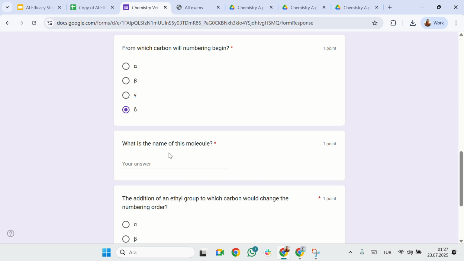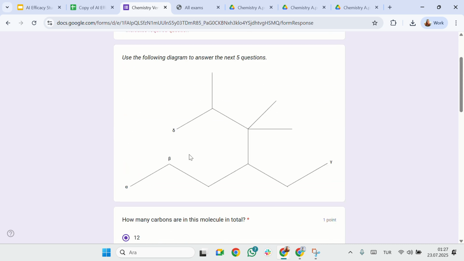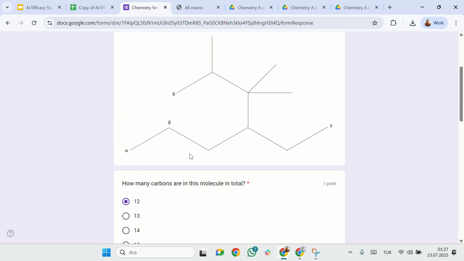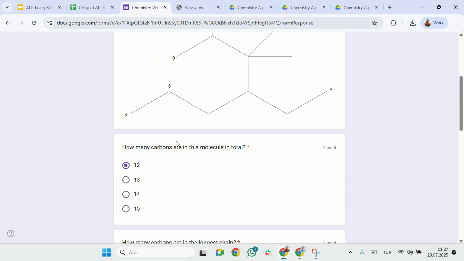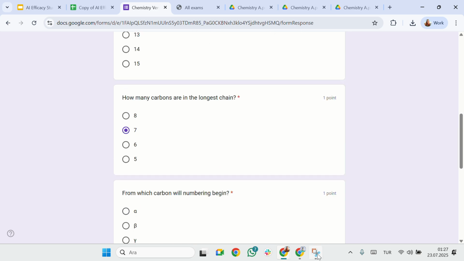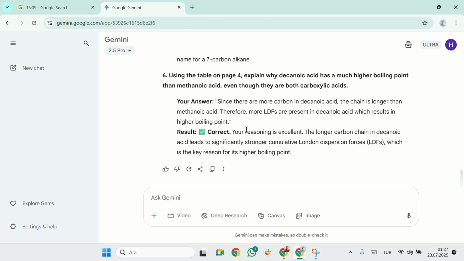What is the name of this molecule? That's a great question. Okay. So, what was the name for 12? Dodecane. Deca is 10. Decane, dodecane.